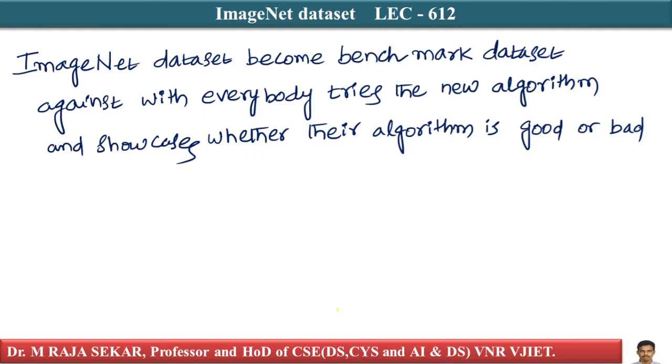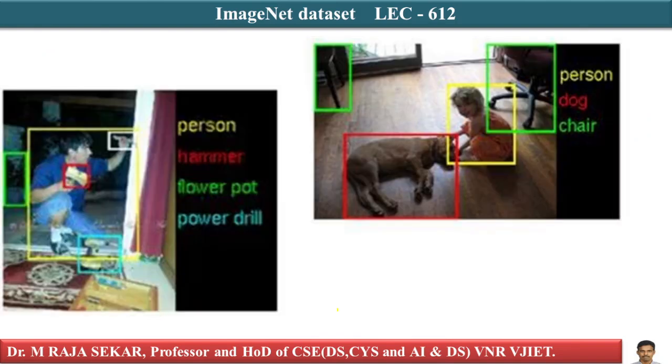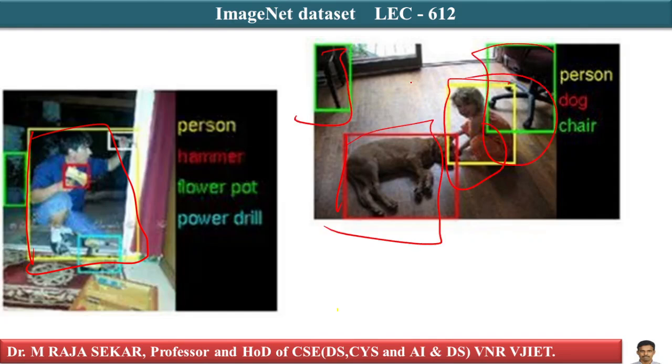Say, for example, you have an image with annotation. Instead of saying there is a chair, there is a dog, there is a person, it also puts a rectangle around it and says the dog is here, the person is here, the chair is here. These are called bounding boxes. Similarly, just see here, you have bounding boxes. This is one bounding box, this is another bounding box, this is another bounding box.